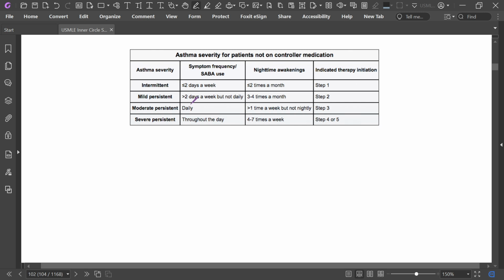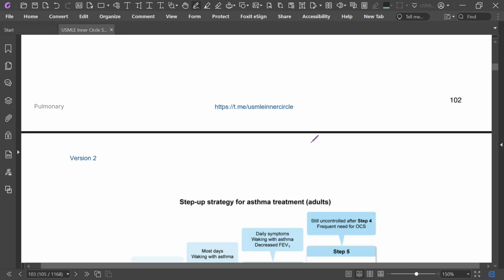Mild persistent means symptom frequency more than 2 days a week but not daily, with 3 to 4 nighttime awakenings a month. This is step 2. For moderate persistent, daily symptoms and nighttime awakening once a week but not nightly, step 3. And severe persistent, symptoms throughout the day and 4 to 7 nighttime awakenings a week, step 4 or 5 is our choice.